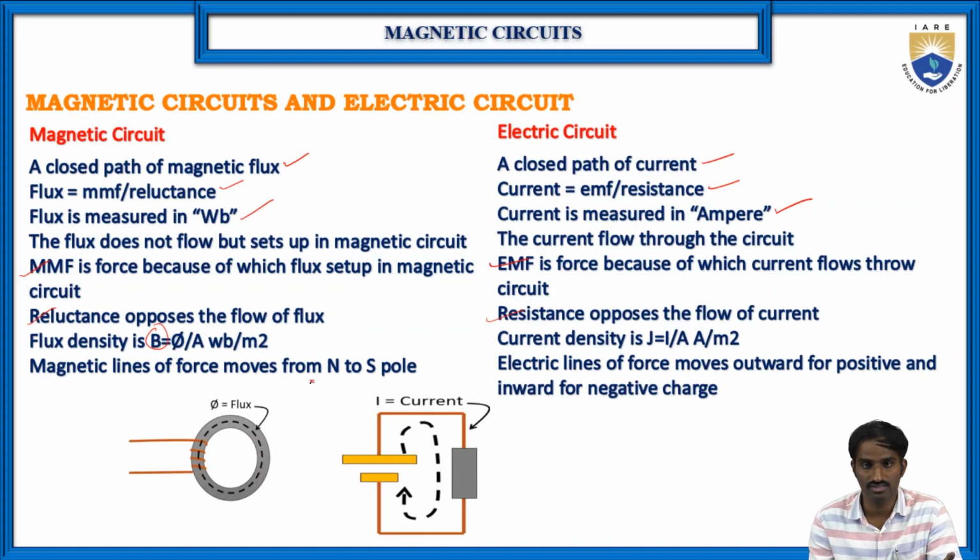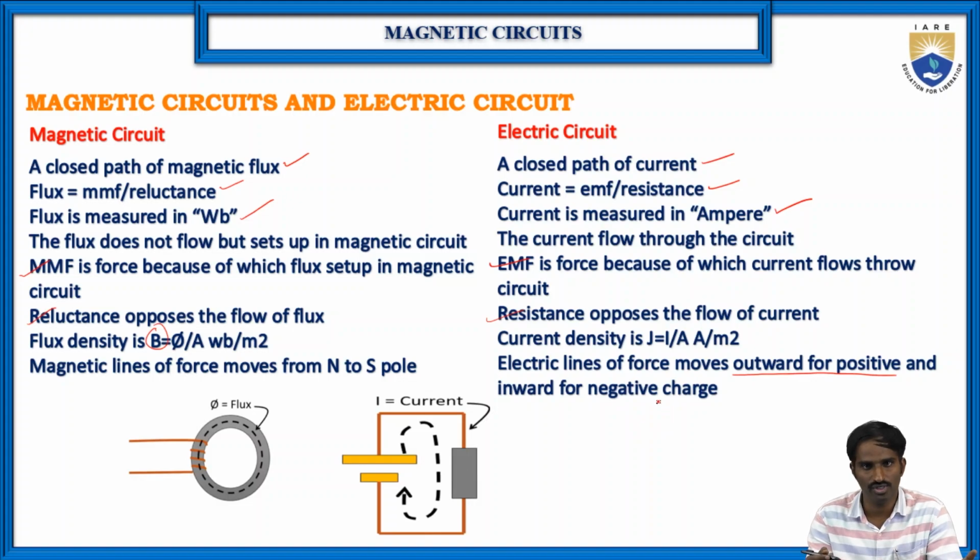Then of course, the magnetic lines of force always move from north to south pole. The magnetic lines of force will move from one pole to another pole, which means north to south pole. And electric current, we usually consider, will flow from high potential to low potential. That's why it moves outwards for the positive charges, and moves inwards for the negative charges.